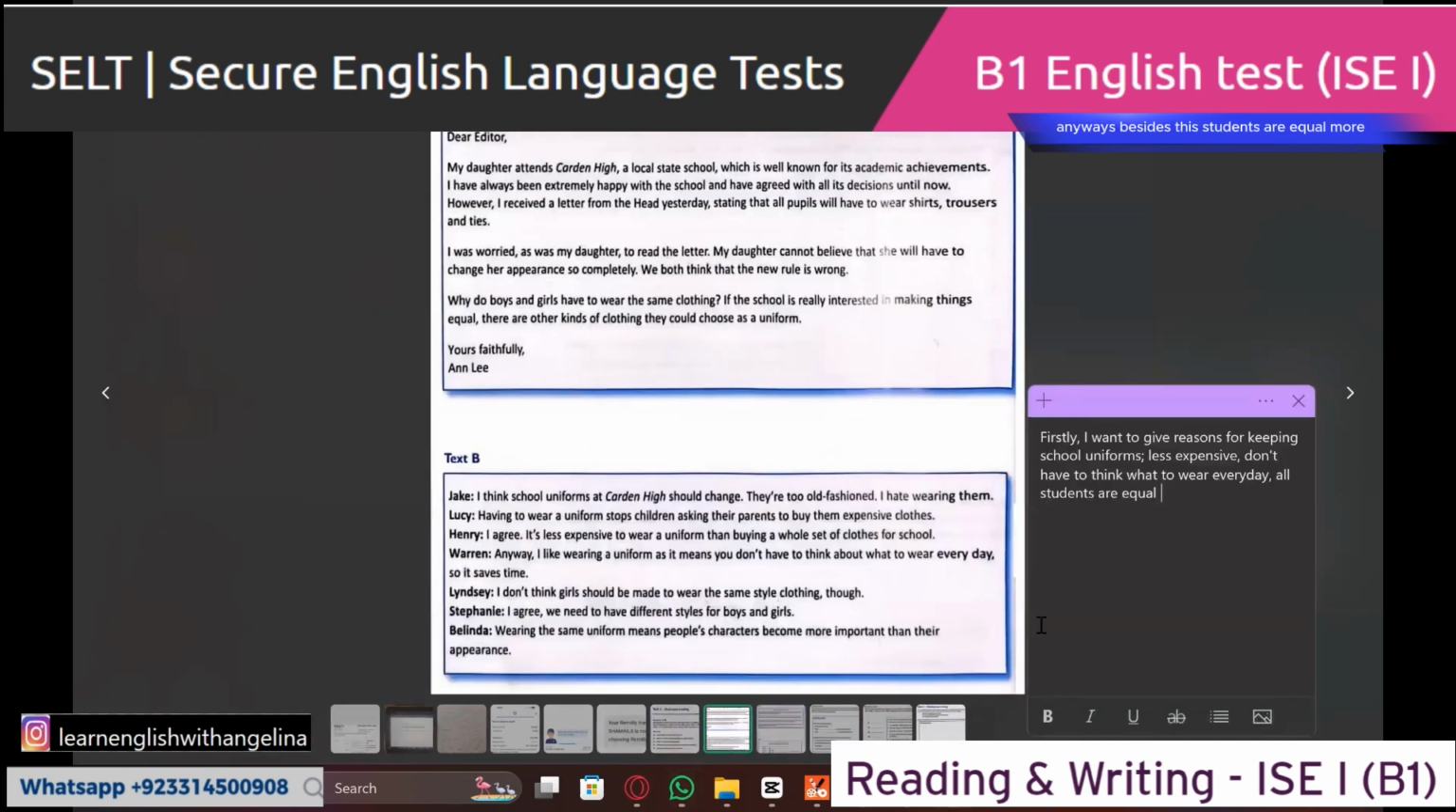Okay, anyways, besides this, students are equal. And we can write this also: in the last line of text B we can see that the same uniform means people's character becomes more important than their appearance. So we can write it. Very nice, very good point. So we can write in here, categorize students. You can write that the character of students becomes more important.